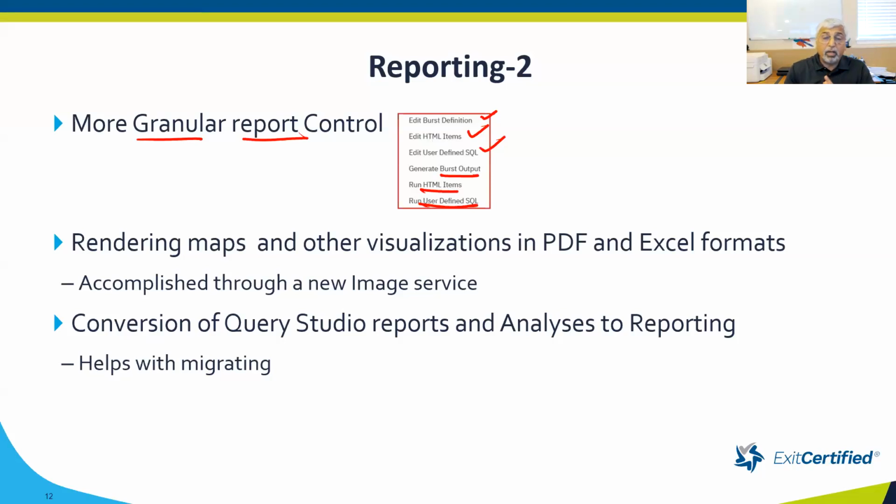In the previous version, 11.1, you can only say some user can use HTML or bursting or user-defined SQL. Once you say that, they can edit it, they can get the output from there. So it gives you more granular control in 11.2. Maps and other visualizations will now be rendered in PDF and Excel formats also. There's a new image service added in 11.2, which lets you have those visualizations rendered in PDF and Excel formats also.